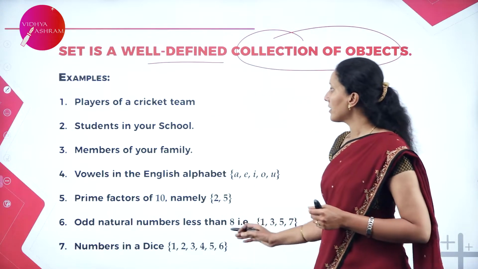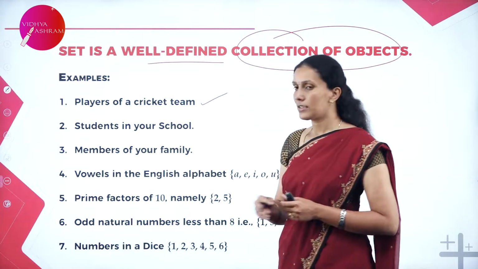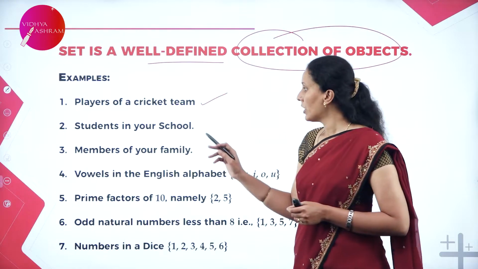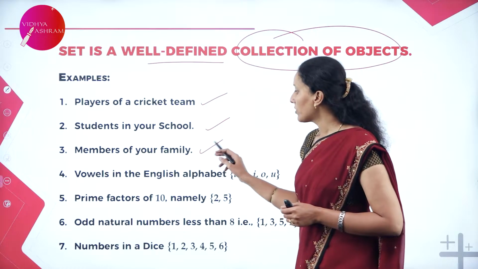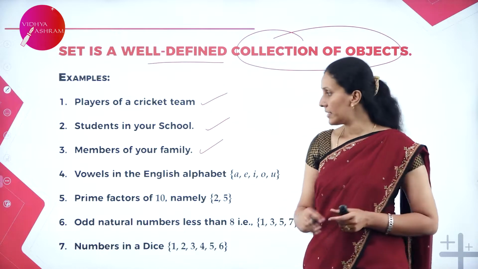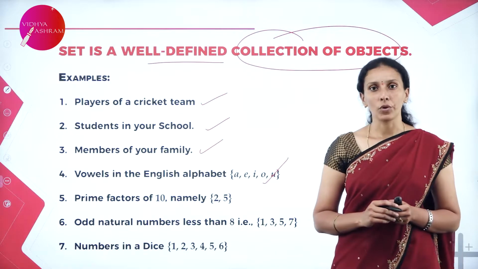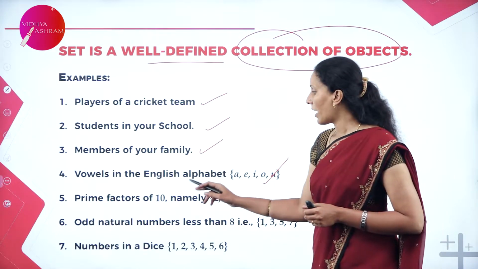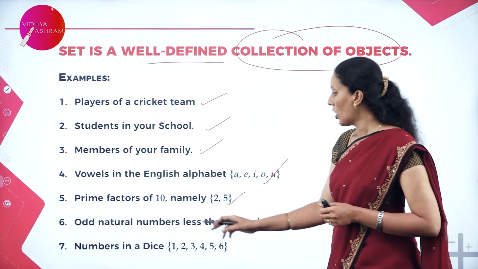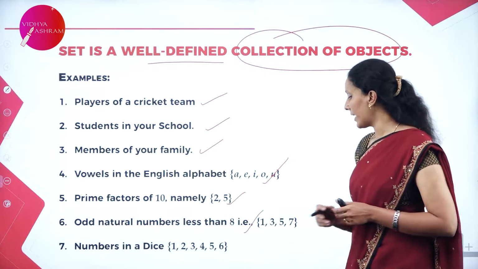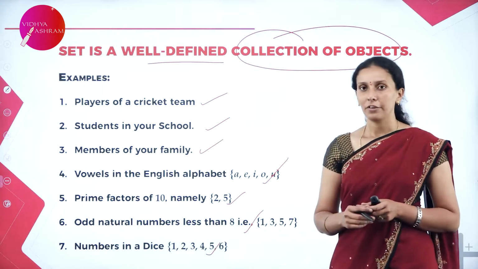But here are some examples which we can take. Players of a cricket team, yes, they form a set. Students in your school, they form a set. Members of your family, they form a set. Vowels in the English alphabet, A, E, I, O, U, form a set. Prime factors of 10, 2 and 5, form a set. Odd natural numbers less than 8 form a set. Numbers on a dice form a set.